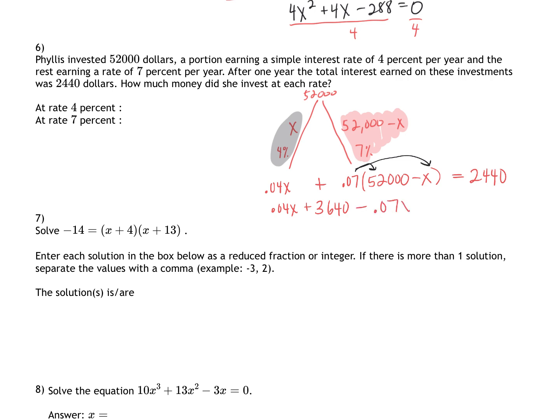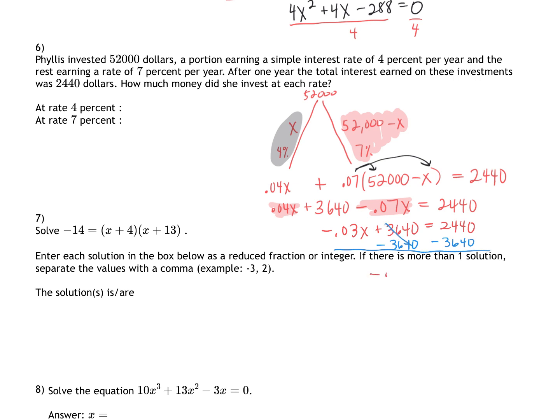Minus 0.07x is equal to 2440. So now we would add our like terms. So we get negative 0.03x plus 3640 is equal to 2440. Subtract the 3640.